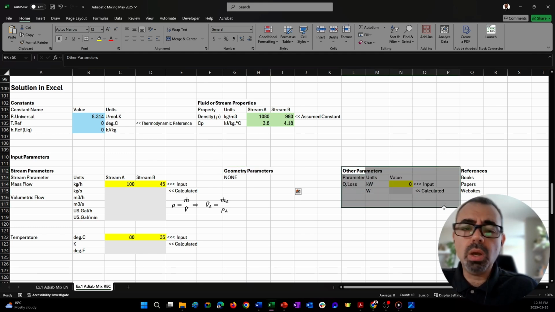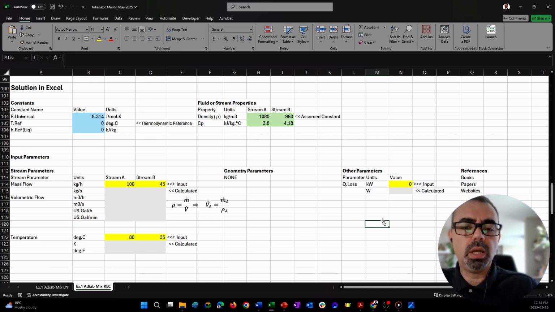Finally, we have other sets of parameters that might be required. For example, here I included heat losses. Even though our problem is going to be adiabatic, I decided to include it here because it's possible that the system might not be adiabatic, so we can play with this.